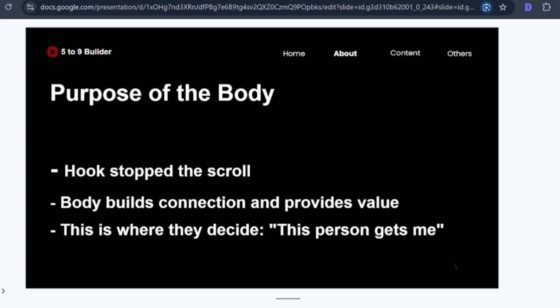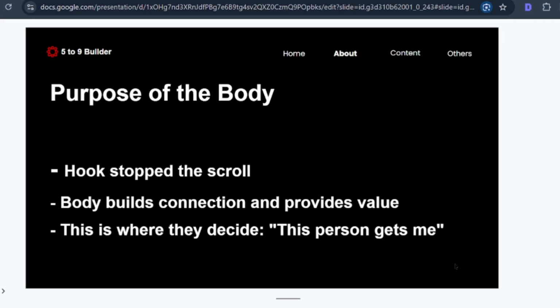The purpose of this body is, after the hook stops the scrolling, to build connection and then provide value. This is where they decide, this person gets me. You understand? This is where they decide. So after reading your hook, it is now up to you to grab their attention for whatever 3 minutes, whatever 5 minutes you want them to stay on your content, and then read or watch whatever you have put there. So this is also very important.